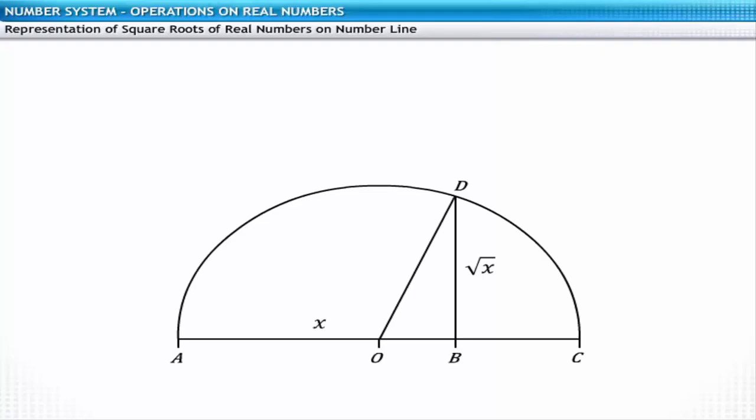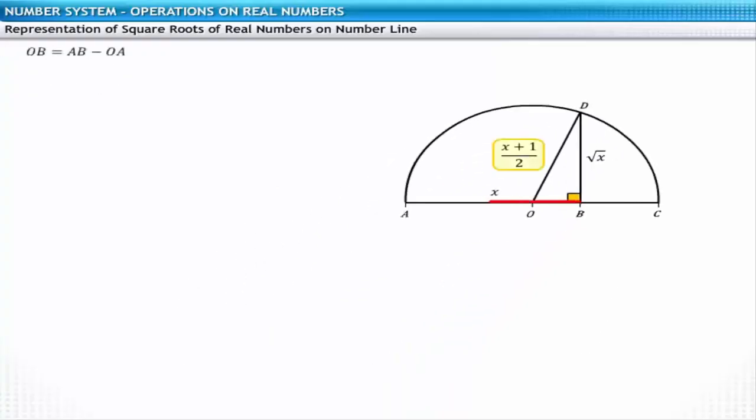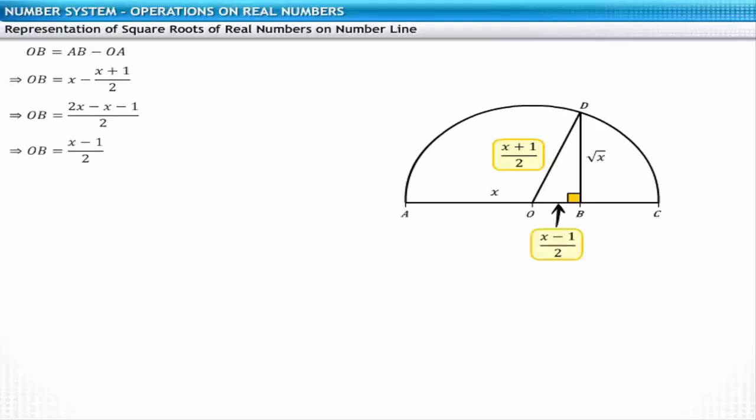Let's join the points O and D. Here the triangle OBD is a right angle triangle. Now OD is equal to OC, which are the radii of the circle. Since O is the midpoint of AC, OD is equal to AC divided by 2, which is equal to (x + 1) divided by 2. Now OB is equal to AB minus OA. Substitute the values of AB and OA. Let's simplify this. Thus, OB is equal to (x - 1) divided by 2.